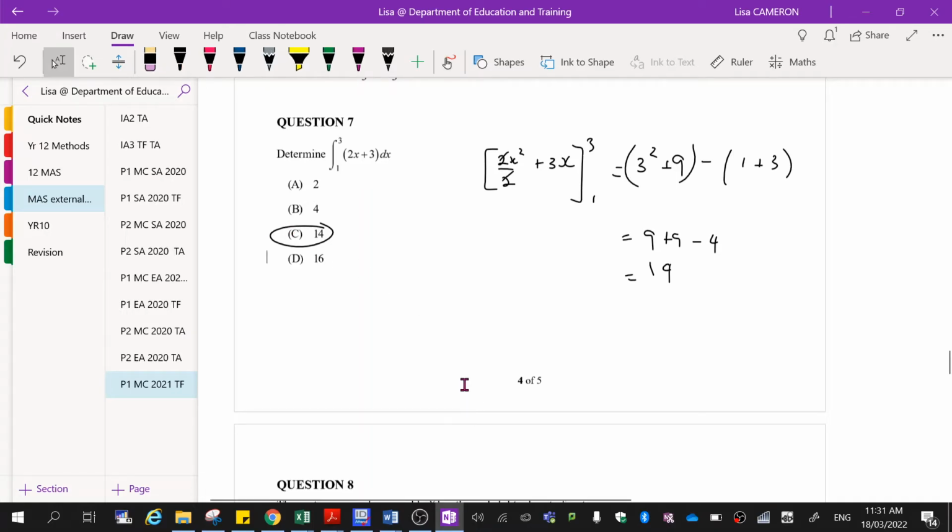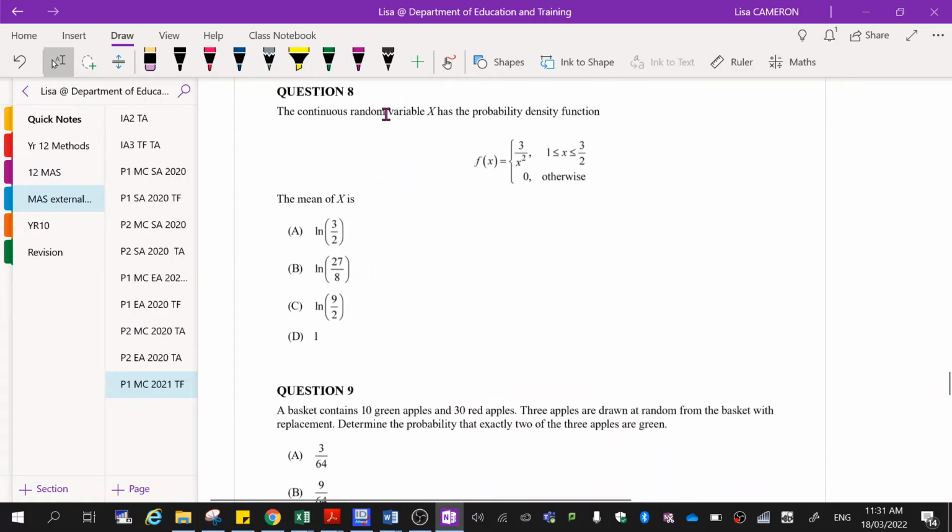Okay, number 8. Continuous random variables have the probability density function given below. The mean of x is this. Now, this is another formula that's given to you on your formula sheet. So if you quickly look at it now, you'll see that the formula looks something like this. The mean is given to you as the integration of x times your p of x function dx. So for us, that's going to mean that we're going to integrate x multiplied by 3 over x squared dx between 3 over 2 and 1.